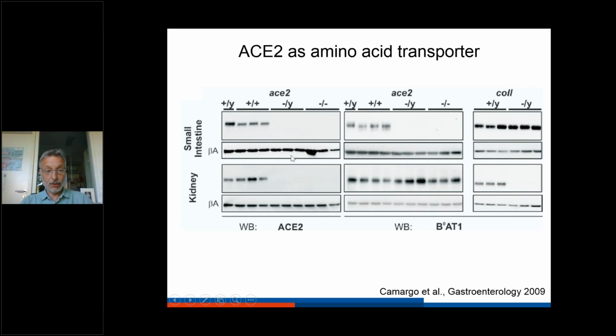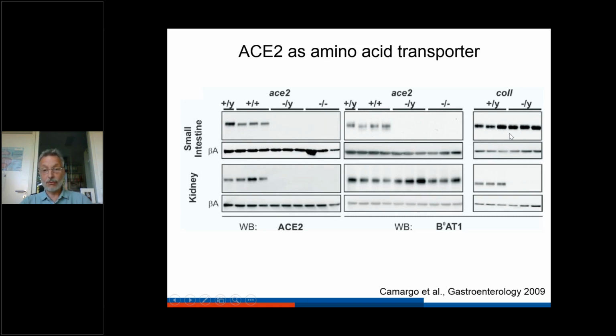In an ACE2 knockout, obviously there's no ACE2, neither in kidney nor in small intestine. That's what to expect. Here's B081, and it looks like the knockout of ACE2. There's absolutely nothing there in the intestine of ACE2 knockouts. There's no B081. But there are normal levels of the same molecule in the kidney in the ACE2 knockout. There, ACE2 is completely unnecessary.